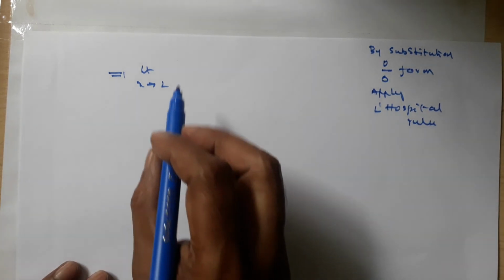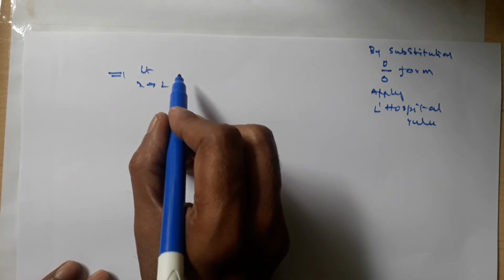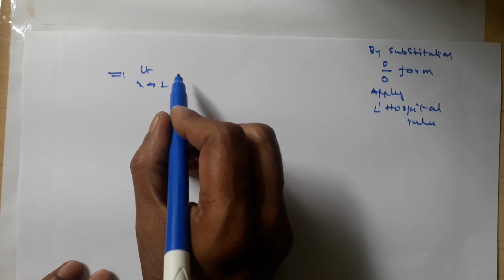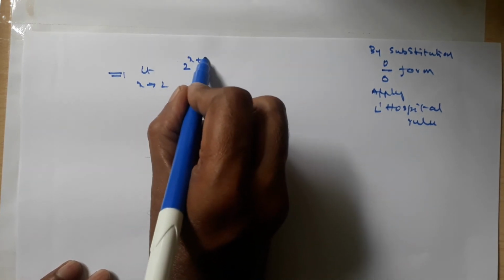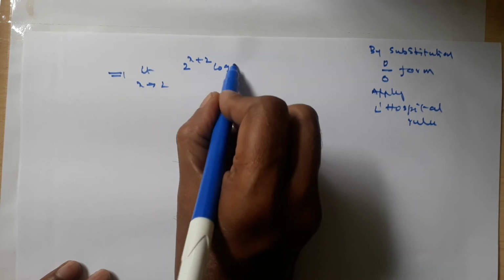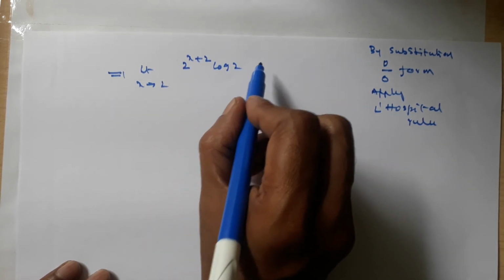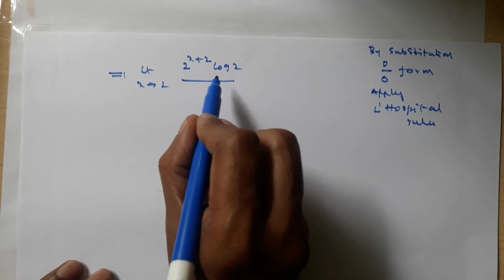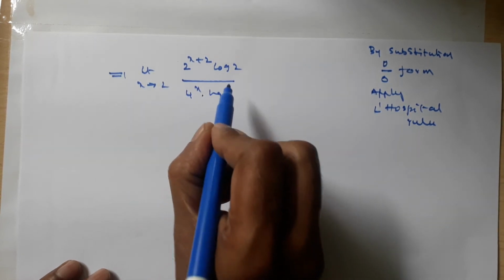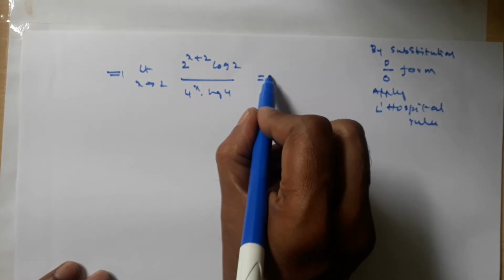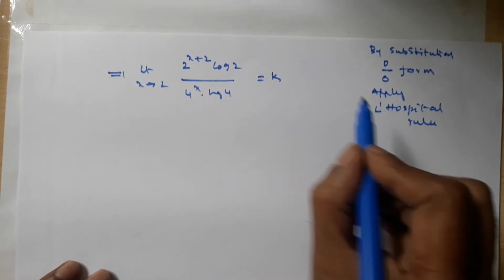Differentiating the numerator separately and differentiating the denominator. So 2 to the power of x plus 2, differentiation is 2 power x plus 2 into log 2. Minus 16, constant, is 0, divided by 4 power x into log 4, is equal to the right side constant k itself.